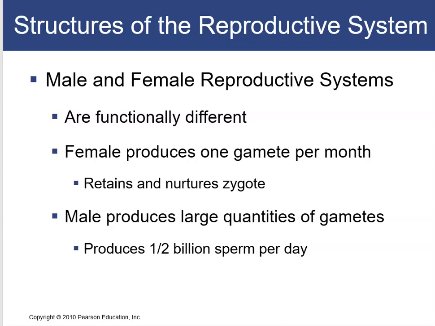Well, one thing we're going to notice is that they are functionally very different from each other. The female, for example, produces only one gamete per month. The female also is responsible for retaining and nurturing the developing zygote. The male, on the other hand, can produce large quantities of gametes throughout their lifetime. On average, a male can produce 500 million sperm per day.